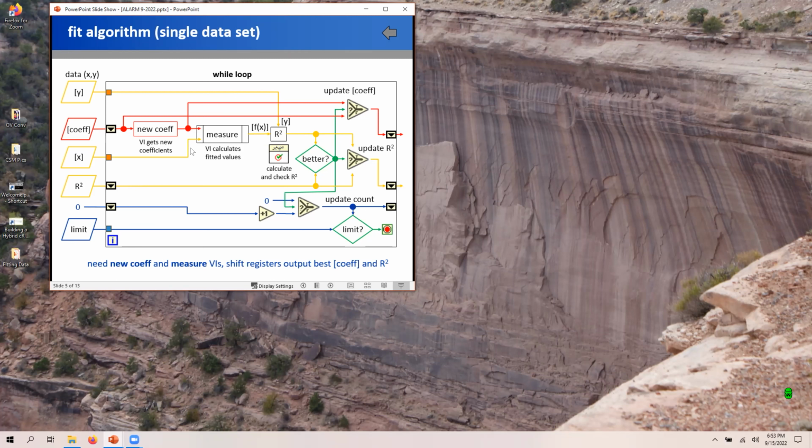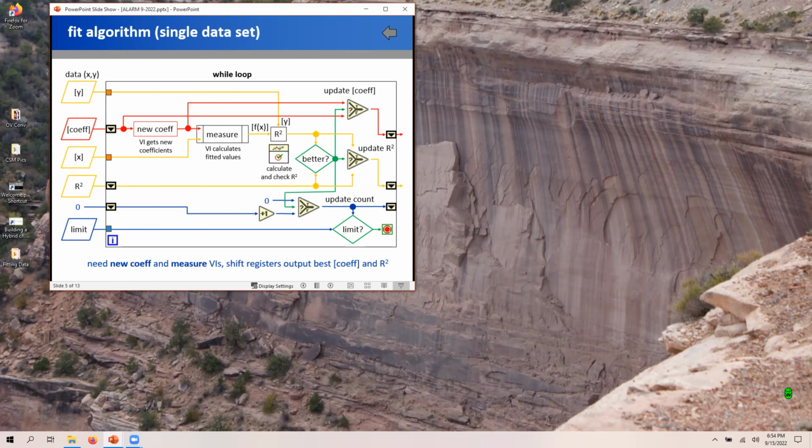Then I need a VI that's going to calculate these coefficients that are close to the ones you started with, sort of randomly perturbed from that. I'll show you that VI in a second. The other VI you need is the one that calculates your function given the X values. I have these X values, I'm going to feed them to this function and calculate f of X. These are essentially your fitted values. You would have to write this VI anyway if you were going to fit some function.